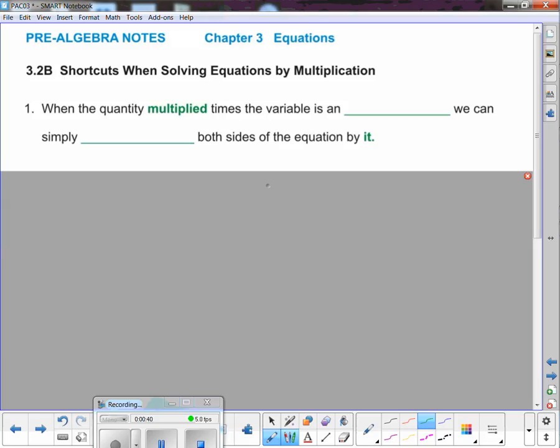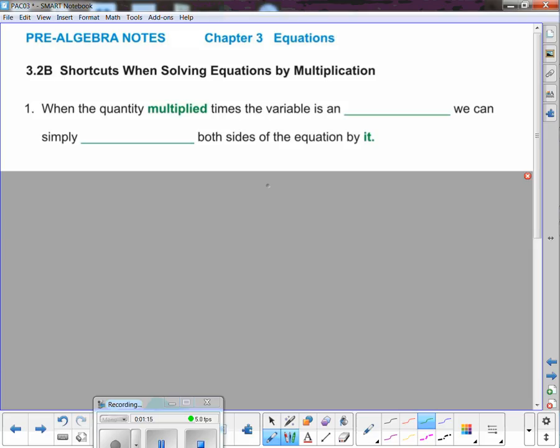All right, 3.2b, shortcuts when solving equations by multiplication. So the other day when a student asked, what about this procedure, I showed you the reason why I teach you that things multiply times the variable, you move by multiplying both sides by the reciprocal. That should be in your brain. And I also told you that you will answer questions about that as short answer questions. Why? Because that's the thought that should be in your head.